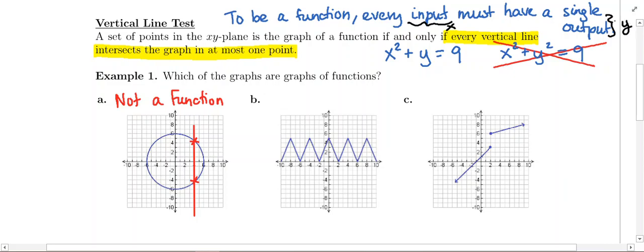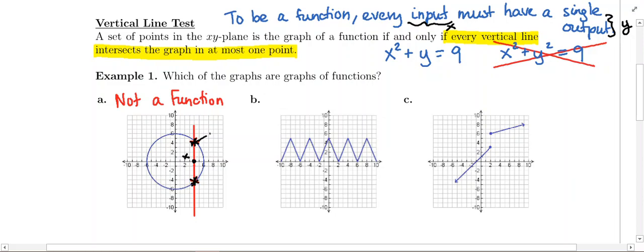Those are the y values, okay? So by drawing this vertical line right here, this is where we intersect on the x-axis. So this is the x value. That is the input, okay? So at that x value, we touch the circle in 1 and 2 places, okay?